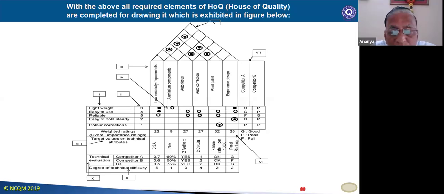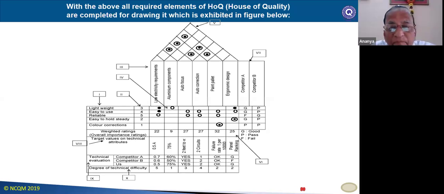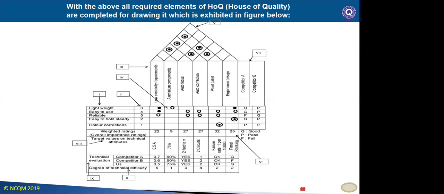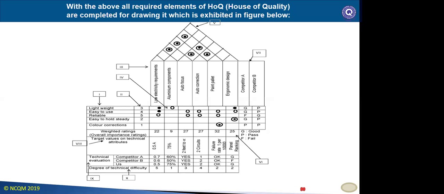Then the second is aluminum components. In our case, 75% of the components are aluminum. Then this is autofocus, and the autofocus specification is given. Like that, these are the specifications. Now, what are the competitor specifications?